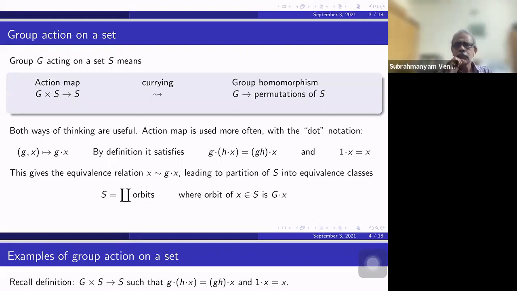Now, this immediately induces an equivalence relation on the set S on which the group is acting, where if one element of the set is taken by a group element to another one, then I consider those two elements equivalent. This is transitive because you can act by elements repeatedly, and it is symmetric because the inverse brings you back. So you get equivalence classes and you call them orbits. So the orbit of any element small x in the set S is just the entire G acting on that.